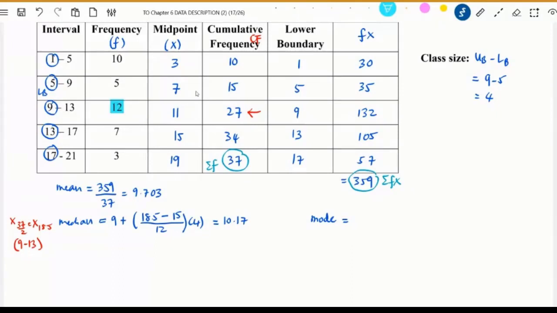For the mode, we still have the same value, which is 12. So it lies in the same class as the median. So the mode lower boundary is 9. D1, which is 12 minus 5, we get 7. D2, which is 12 minus 7, we get 5. So we have 7 over 7 plus 5 times your class width, which is 4. So you will get the mode, which is 11.33. Okay, so that's how we find the mean, median, and mode for the table with gap and also without gap.